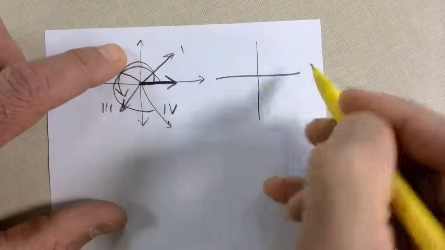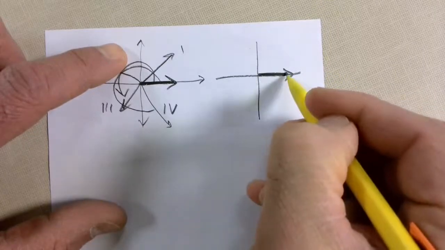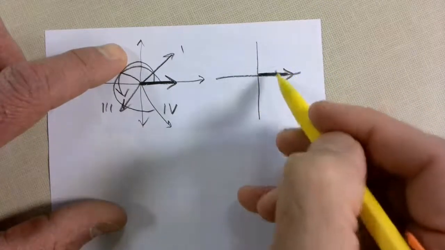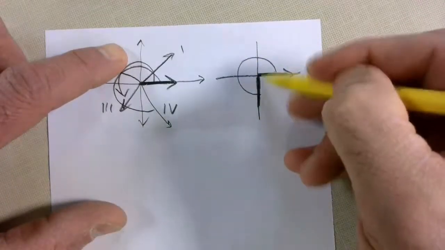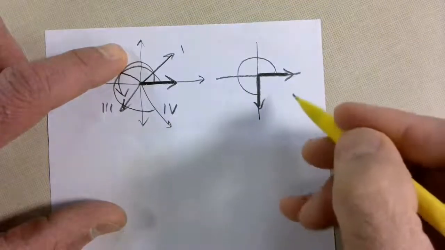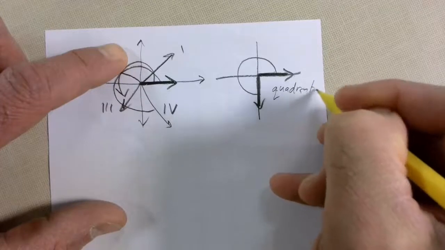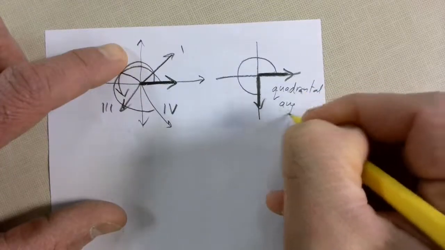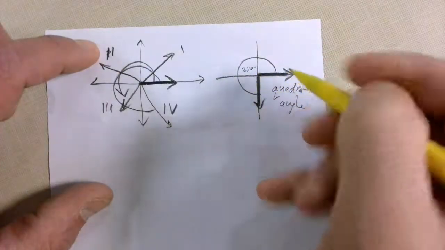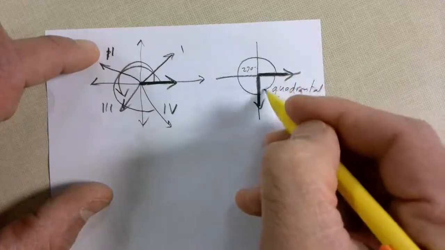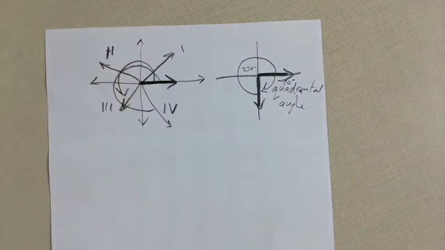Now, let me start a fresh one here. It's too messy. So here's standard position. The initial side coincides with the x-axis. Now suppose you rotate this thing and then it stops right here and it lands on an axis. We call that a quadrantal angle. A quadrantal angle. This would be 270 degrees positive. Or, if you rotated it that way, it would be negative 90 degrees.